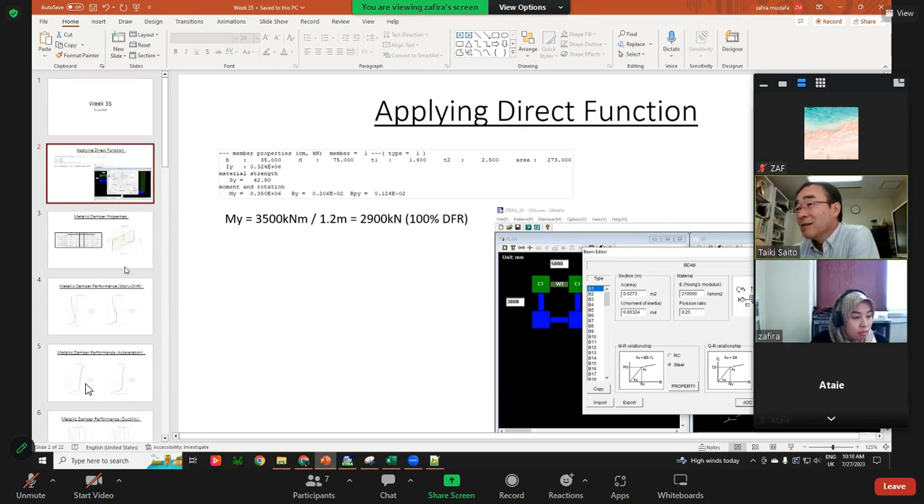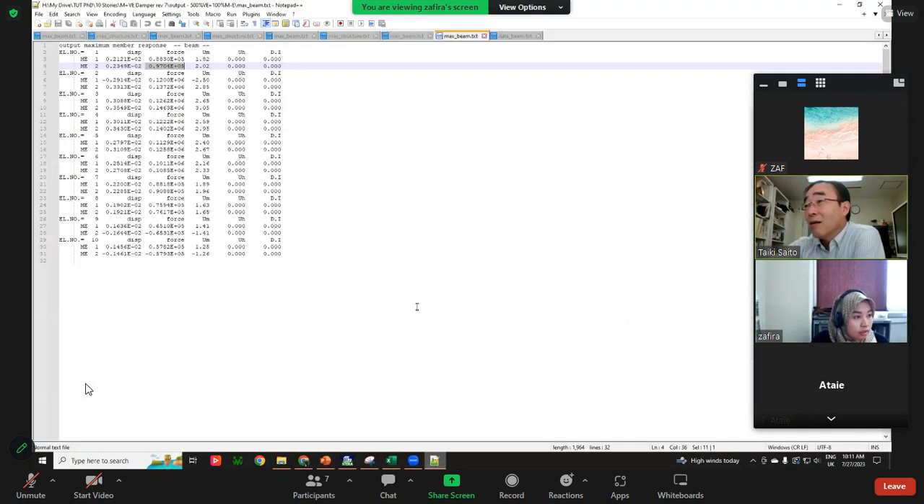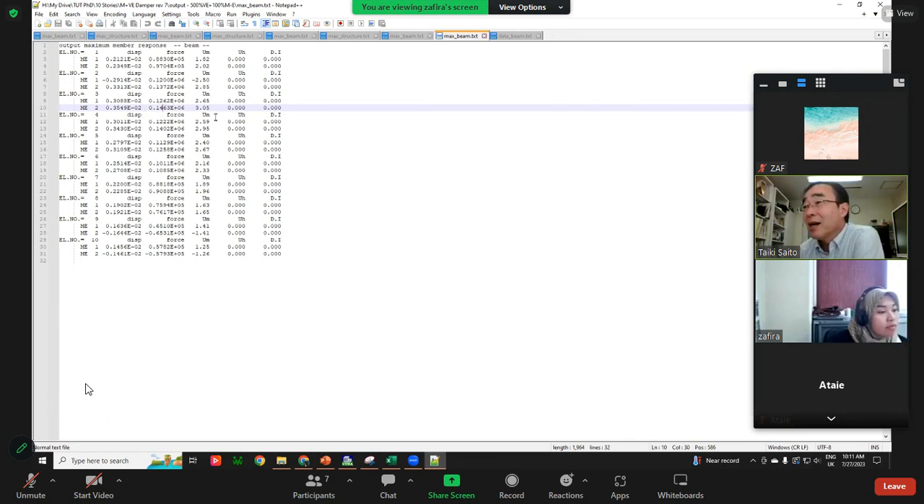Next beam. No, in the text file. No, in this one. Yeah. So, which one is very large? Element number... power of 6. For example, this number one. Number 3. Is this how much?